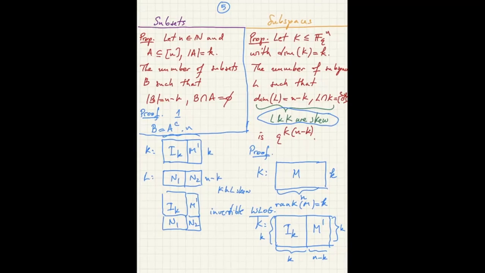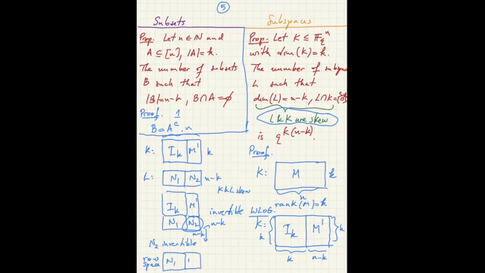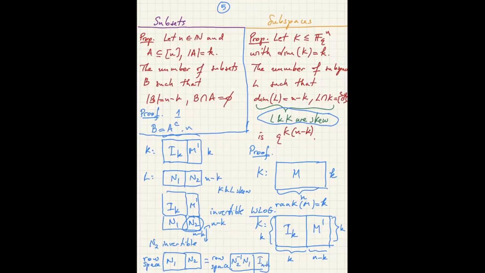So together they put their bases together, they give you the basis for the whole space. Okay. And now this matrix is invertible. That's actually equivalent, if you do a bit of linear algebra, to N2 being invertible. This small matrix here, which is n minus k by n minus k. But if you look at the row space of this matrix here, n1 and n2, as we learn from linear algebra, if you multiply this matrix to the left by an invertible matrix, the row space stays the same. If you multiply to the left by n2 inverse, you're going to get n2 inverse n1 times I n minus k.